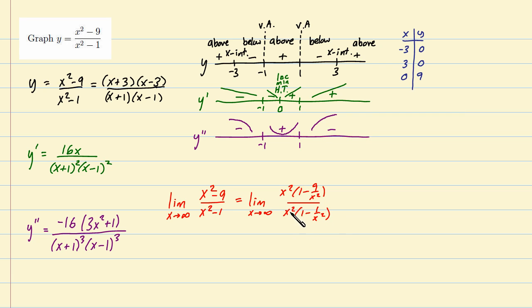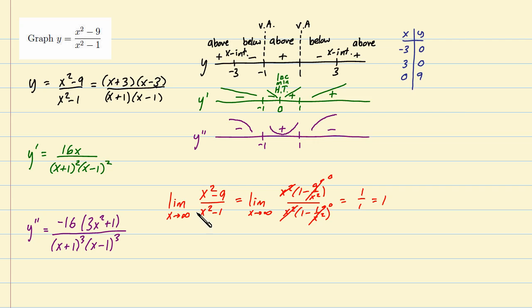And then these things can cancel off. Effectively, I've multiplied top and bottom by 1 over x squared. Okay, and now it's very easy to see what happens to what's left. 9 over x squared, when x gets big, well, that goes away. That goes to 0. And 1 over x squared similarly goes away. And all we're left with is 1 over 1, or 1.